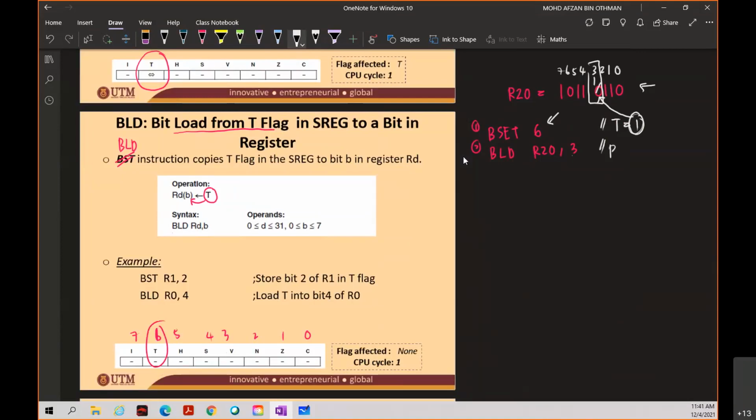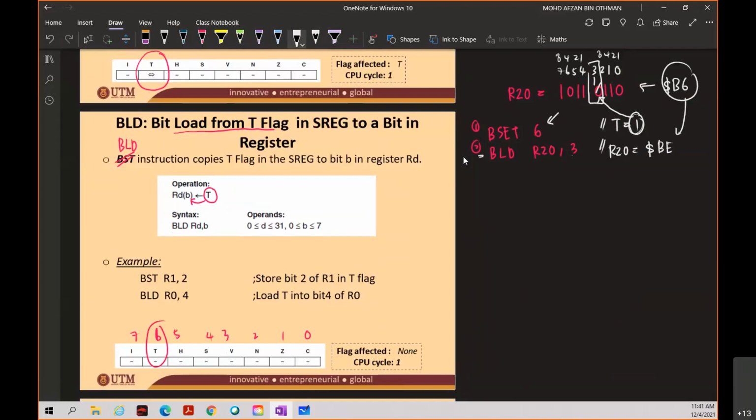So what happened to R20? R20 now has a new value. Previously, with the weights 8421 and 8421, the initial value of R20 was B6. But because you executed BLD R20, 3, your R20 becomes, 8 plus 2 plus 4 is 14, so now it becomes BE. You see here?